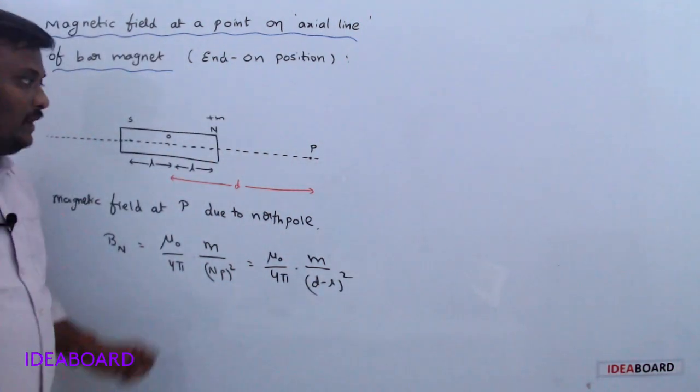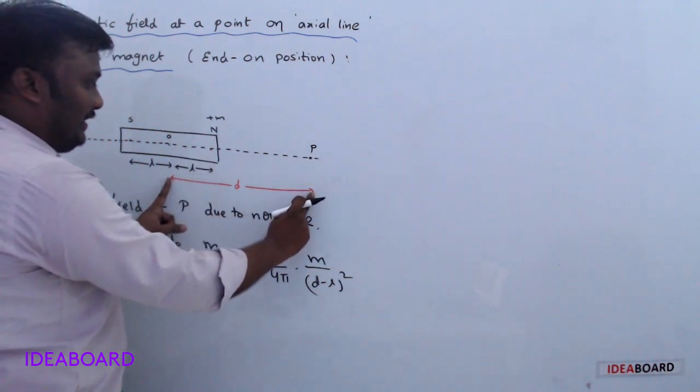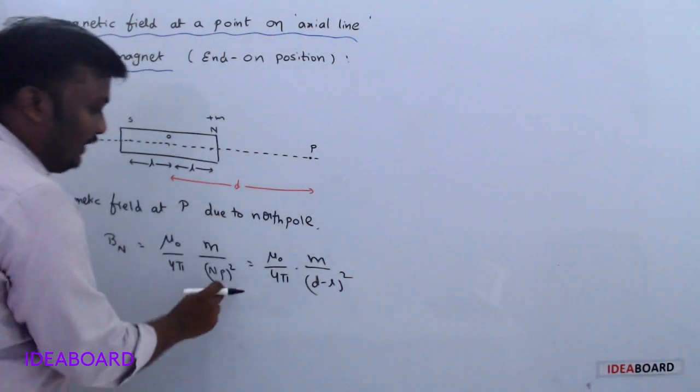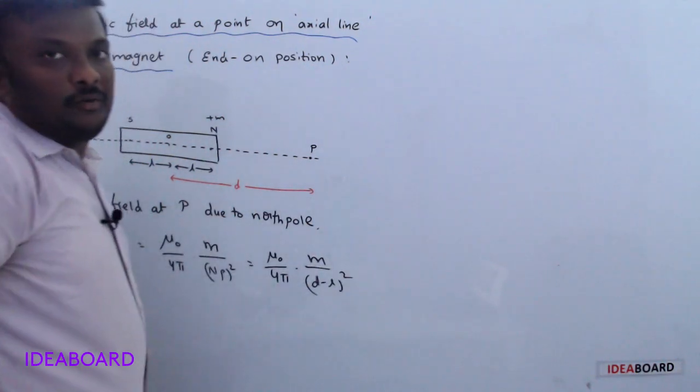This distance is what? Total distance is d and this distance is L. So the remaining distance is d minus L. So NP square means (d minus L) whole square.